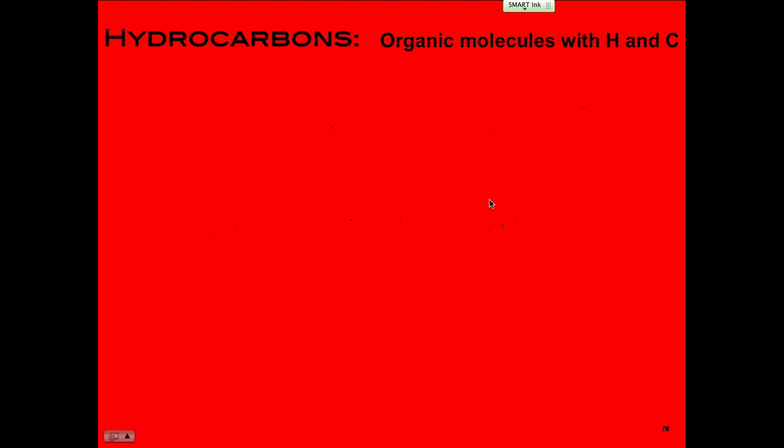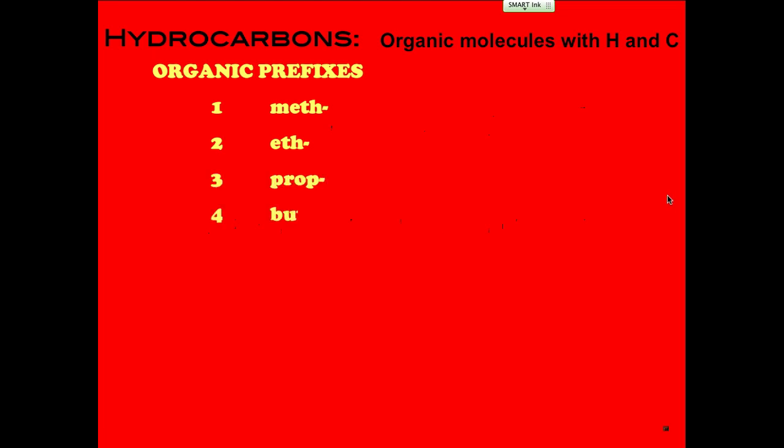And so one of the first things we need to recognize is some prefixes that describe, and you'll see what we use them for in just a minute, but for naming organic molecules. So here are the prefixes, and I've got them already in a box for you. 1 is meth, 2 is eth, 3 is prop, and 4 is but. These 4 you probably haven't seen before as prefixes. We've seen like mono and di and tri and tetra for prefixes. But organic prefixes, meth means 1, eth means 2, prop means 3, and but means 4.